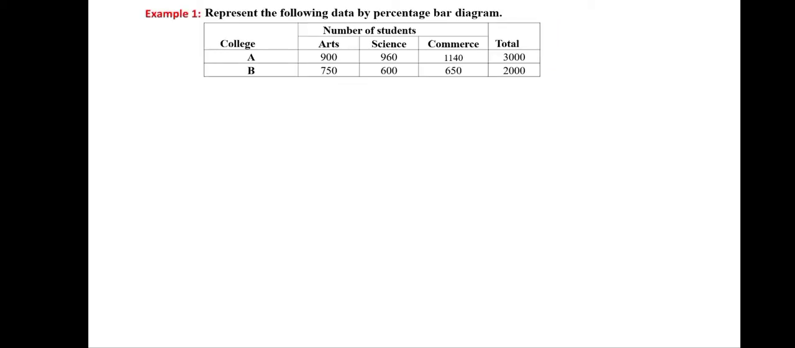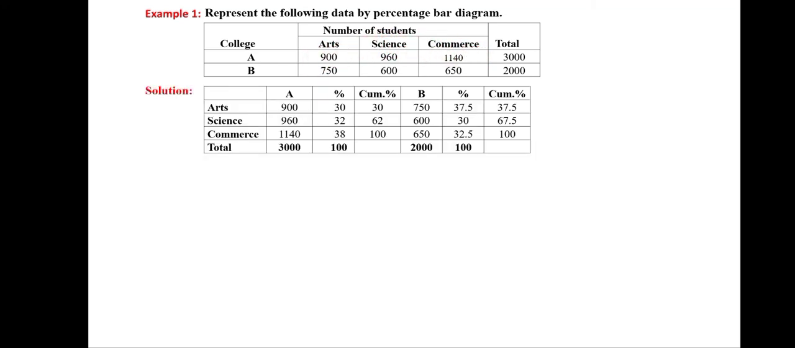Okay, let us consider an example. Represent the following data by percentage bar diagram. So here college A and college B are given, and the number of students in different streams are given, that is art, science and commerce. So in a percentage bar diagram, first we have to calculate the percentages.